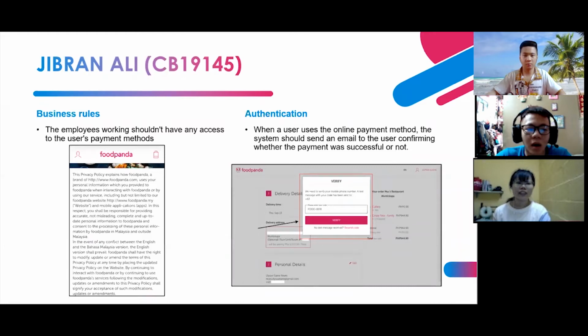So one of the functional requirements is business rules. What I mean by business rules is that the employees working shouldn't have any access to the user's payment methods. The employees should respect the privacy of the user. And the second requirement is authentication. When a user uses the online payment method, the system should send an email to the user confirming whether the payment was successful or not.